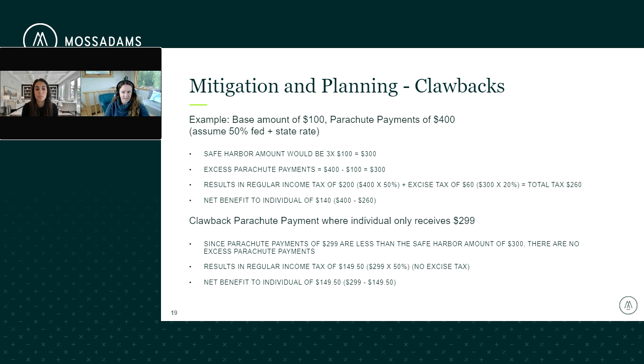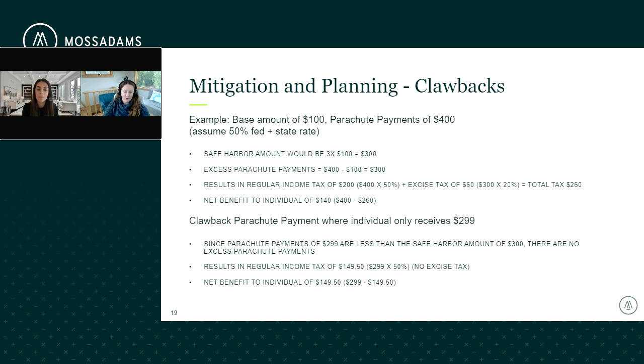So on the 400, if we have regular income tax, like we said, of 50%, that's $200. Plus we've then got an excise tax of the 300 at 20%, so $60, with a total tax impact of $260. So in this scenario, the net benefit to the individual is only $140 on the 400 of payments.